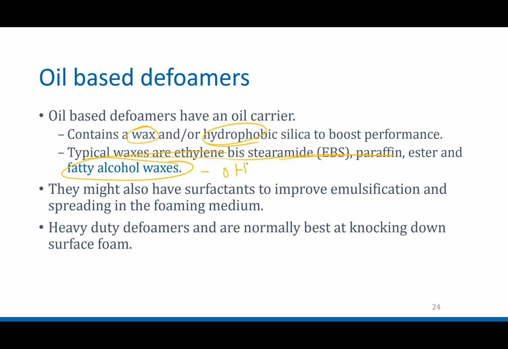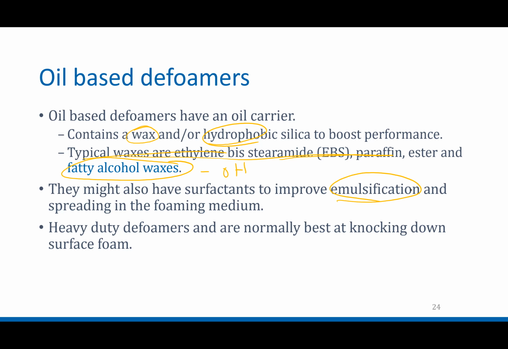Defoamer additives added to oils are typically oil-based. They're waxy, they're hydrophobic, they might have alcohols on them, and they might also have a surfactant to make sure that the oil and, say, gas molecules are being emulsified or mixed together.